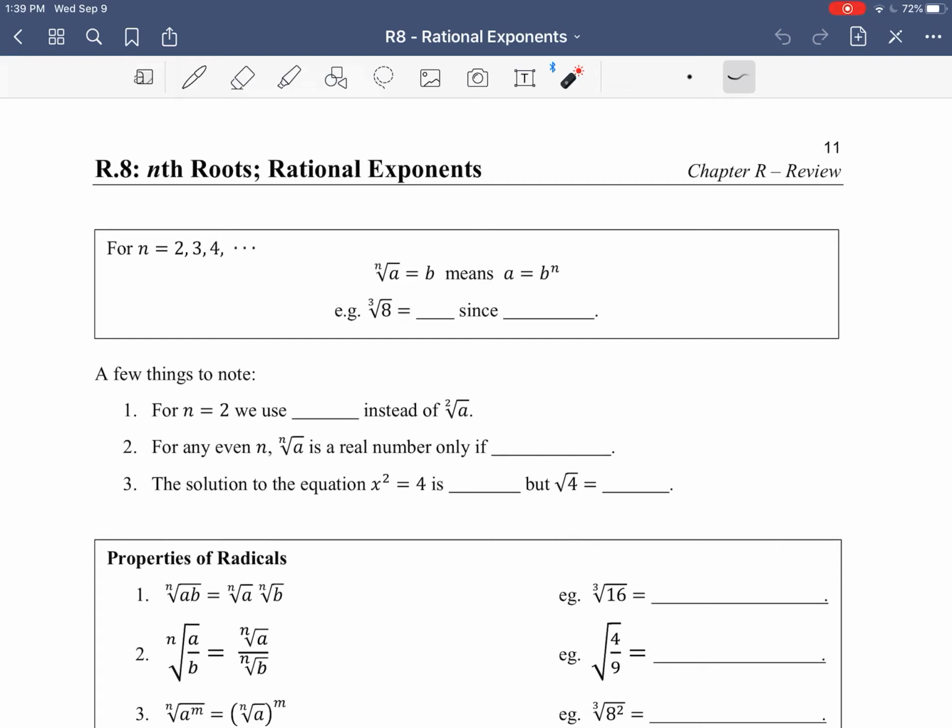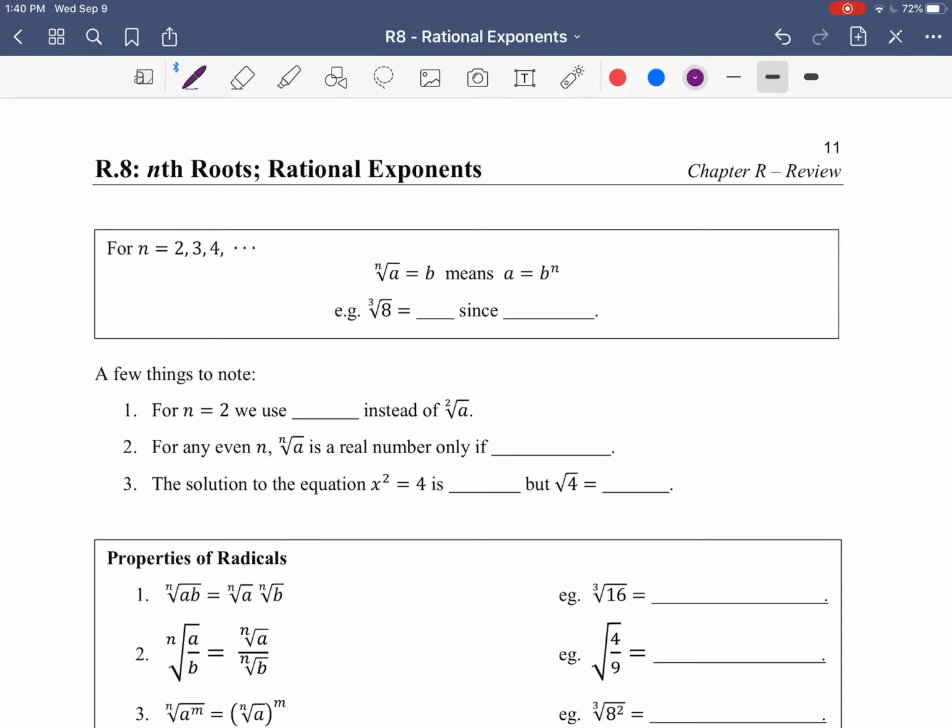So we say that this is the nth root of a. Notice that the n is on the outside there. When we do a square root, if we had the square root of a with a 2 there, we normally just omit the 2. So if you see one without a number, that's the square root.